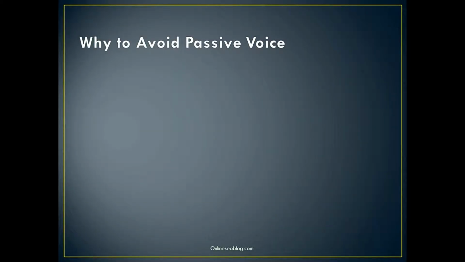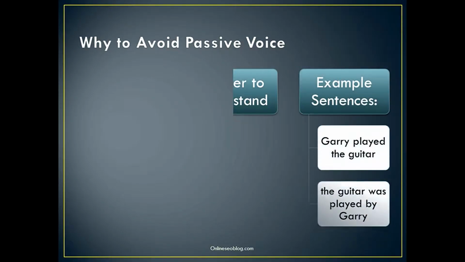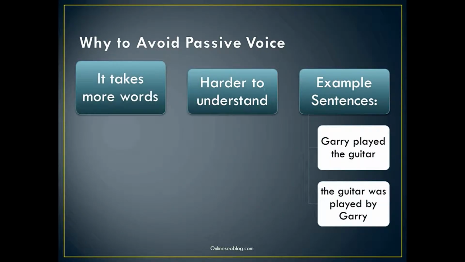So then we have why to avoid passive voice. Well, passive voice is also a sentence, so why avoid it? Why does the Yoast plugin say you cannot put so many passive voices in a sentence? Let's understand this. It takes more work. For example, Gary played the guitar is 4 words, and its passive counterpart is 6 words. So clearly it takes more words.